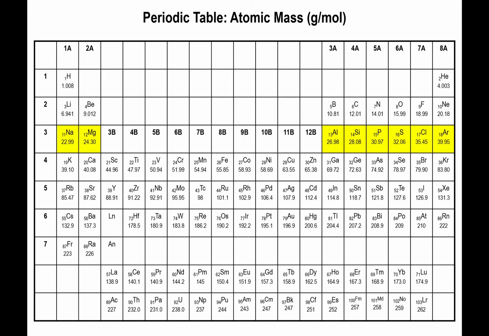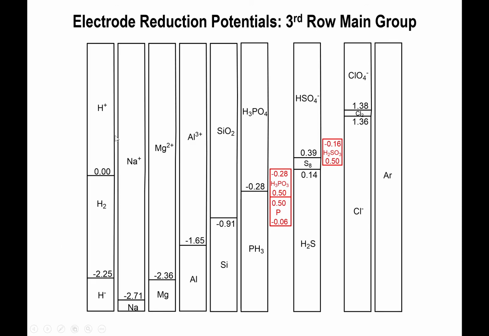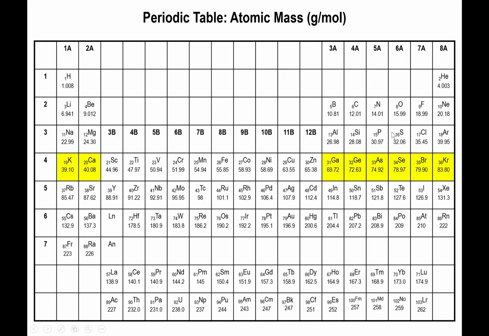The same thing is true for the third row elements. You can arrange them in that order. And by the way, I'm keeping hydrogen here on the very left side as a reference, just to give you an idea of how negative a potential you need to make to get some of the elements in the reduced state. So yeah, you can see here pretty much the same idea as with the second row elements.